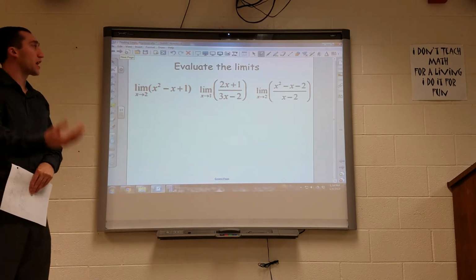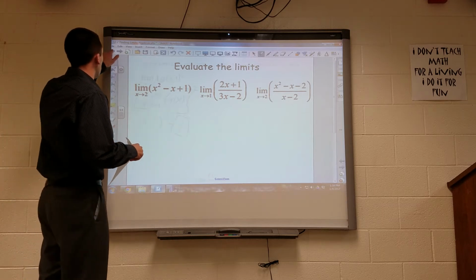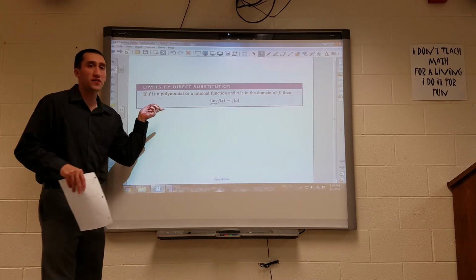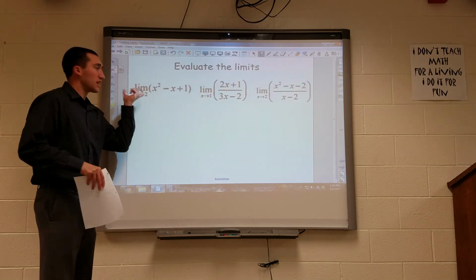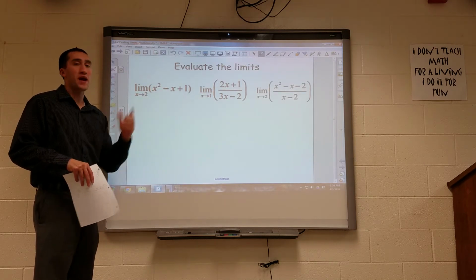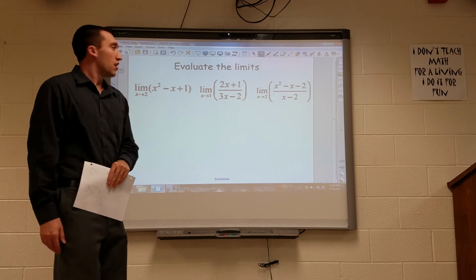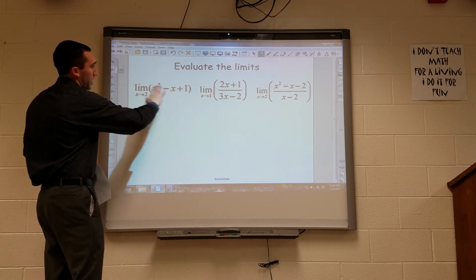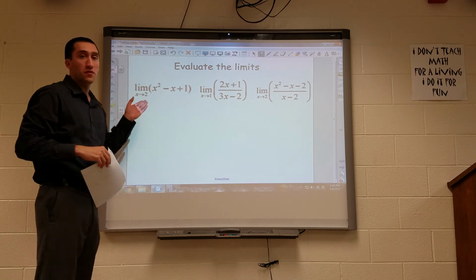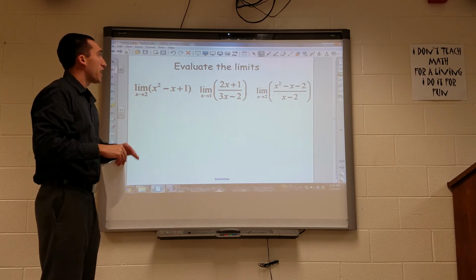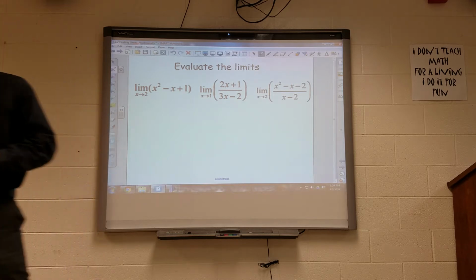Now we want to just evaluate these limits. Like I said, this is going to use direct substitution because as long as the value that we're approaching is part of the domain, I can just plug it in. So I'm going to quickly go ahead and graph this and show you that x equals 2 is in the domain of this, so then we can just use direct substitution.